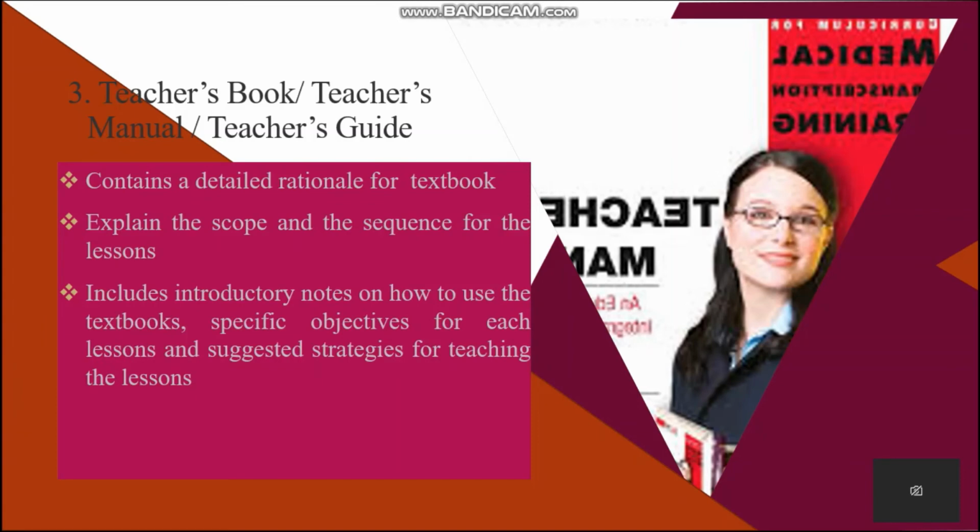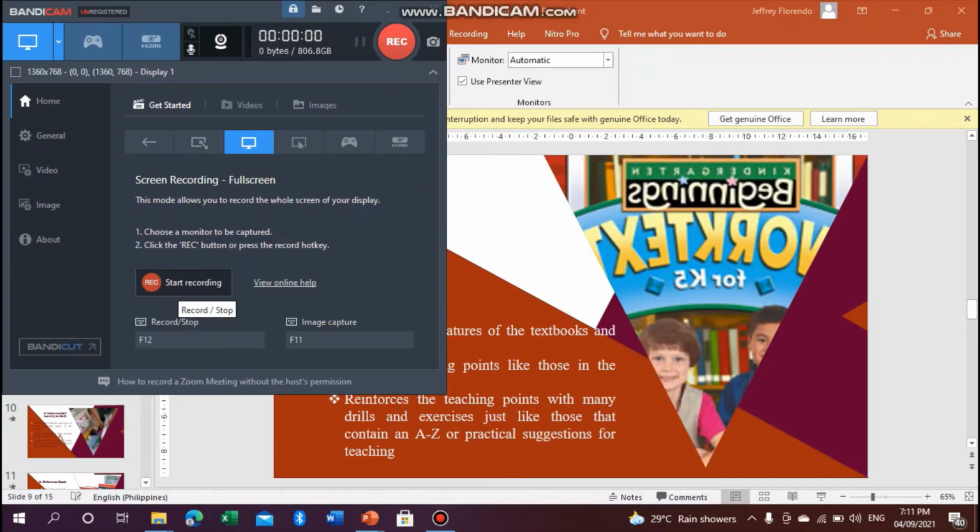Another one, it includes introductory notes on how to use the textbooks, being explained there in the manual. There are notes explaining how the teachers may use the textbooks, specific objectives for each lesson, and suggested strategies for teaching the lessons. Other strategies, the approaches, the methods.